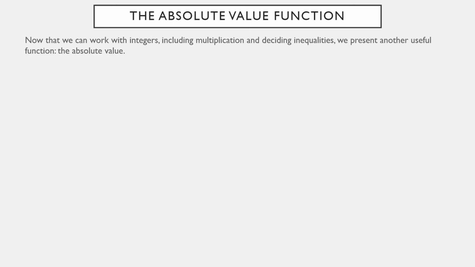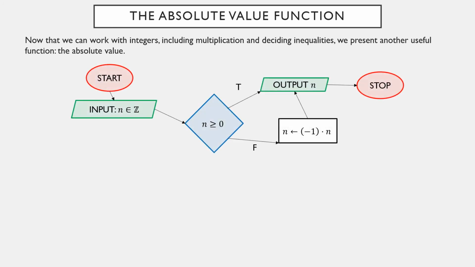So moving on, now that we can work with integers, including multiplication, inequalities, all of that, it's going to be useful to be able to talk about absolute value. Here's an algorithm for computing the absolute value of an integer. So for example, compute the absolute value of 3. Well, we start at the start node as always, then we input 3. 3 is bigger than or equal to 0? Yes, it is. That's true. So output n, which was 3, and stop. Pretty straightforward. I input 3, and I got out its absolute value, 3.